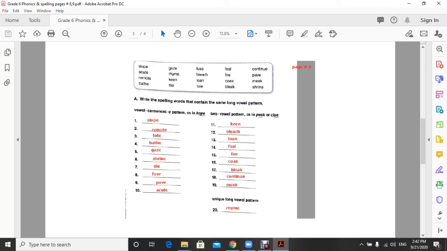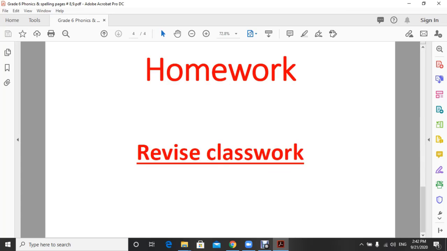And the last unique long vowel pattern, which is word number 20, that is rhyme. So it's a long vowel. And you should revise classwork.